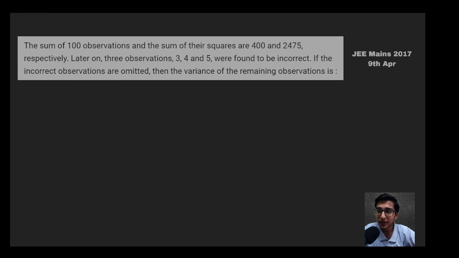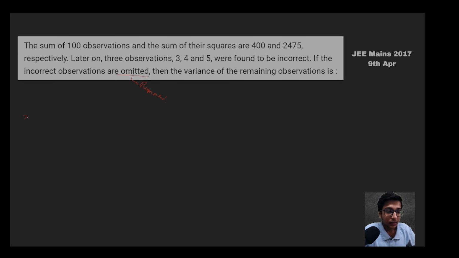This was a good question that was asked in JEE Mains 2017. The sum of 100 observations and the sum of their squares are 400 and 2475 respectively. Later on, 3 observations were found to be incorrect. If the incorrect observations are omitted, now omitted here, I hope you all understand, this means removed, then the variance of the remaining observations is.